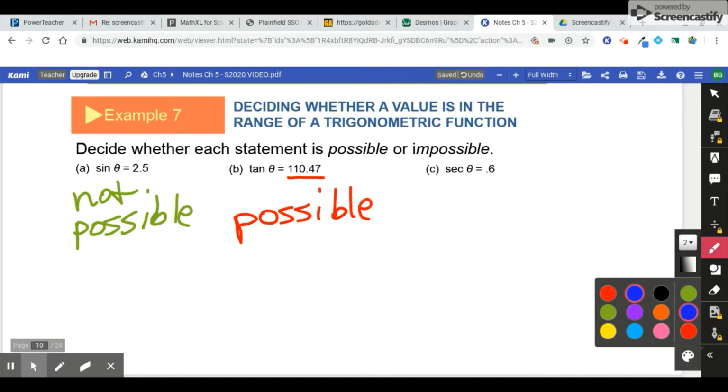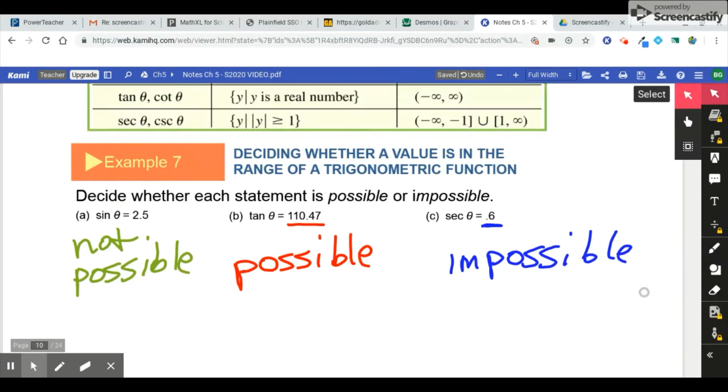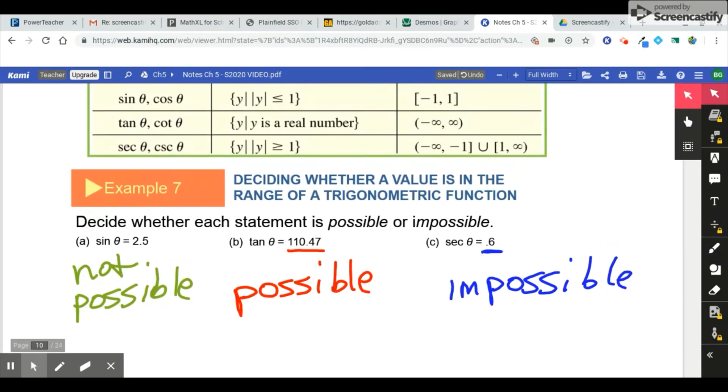How about secant theta is 0.6? That's impossible, or not possible, because the range, again, is that weird thing that's just everything outside of -1 to 1. Impossible, not possible.